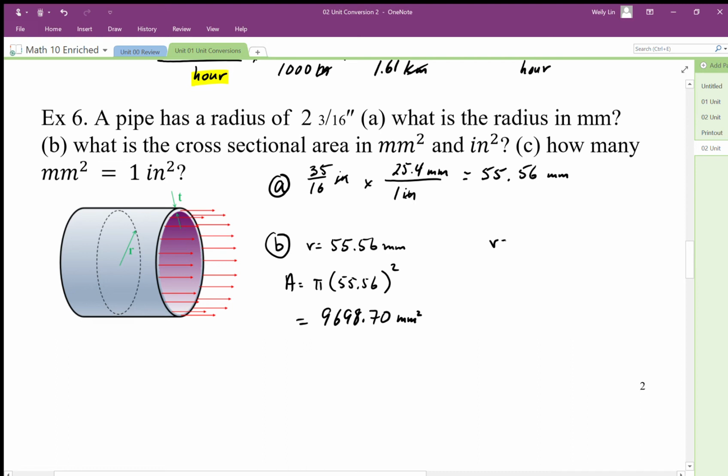Okay, so if I do this radius in inches, I'm going to use 35/16 inches. So the area in inches is pi r squared. Okay, and I work that out. So it's 35 divided by 16. I'm going to square that and then times that by pi. I get 15.03 inches squared.